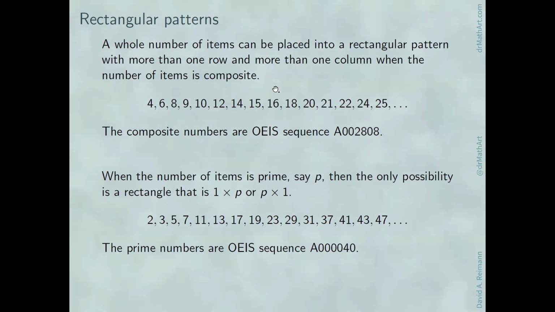So this is OEIS sequence A002808. It is this set of numbers here. Unfortunately, or mysteriously, there's no closed form expression to generate the nth composite number or the nth prime number. That's still an open question. Is there such a formula? Can we discover such a formula? So if a number is prime, it means that we can only form a 1 by p or a p by 1 rectangle of items.